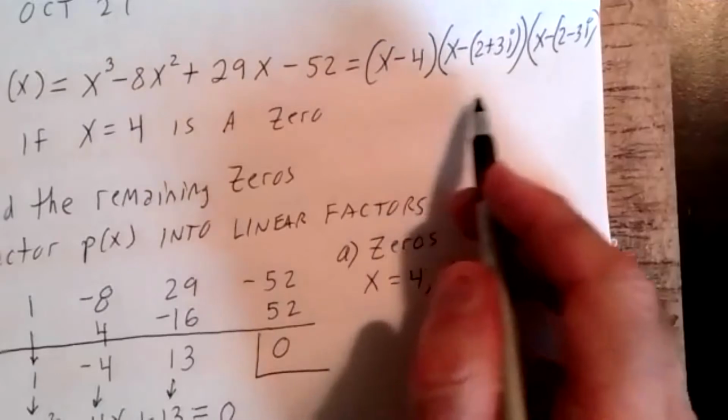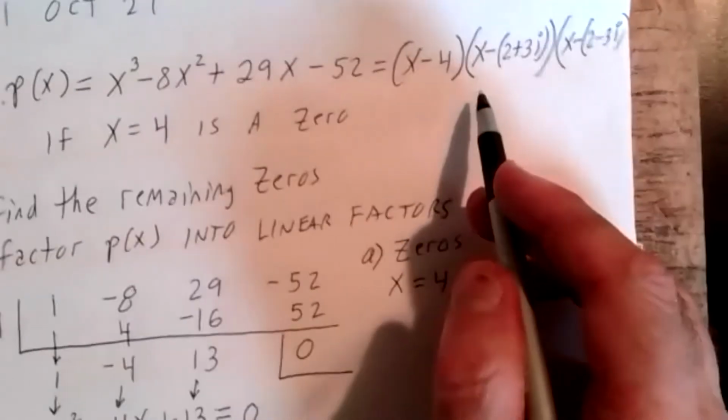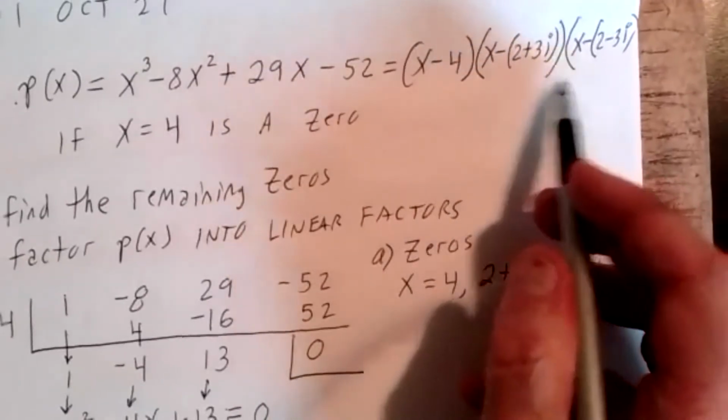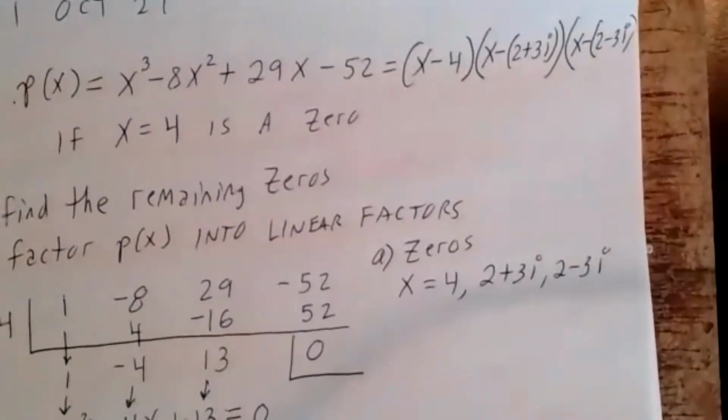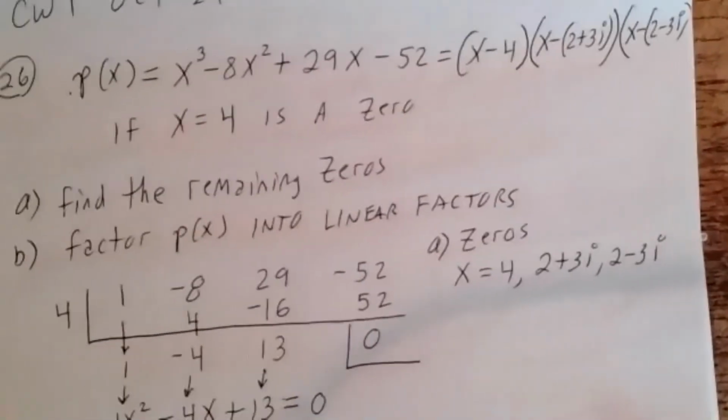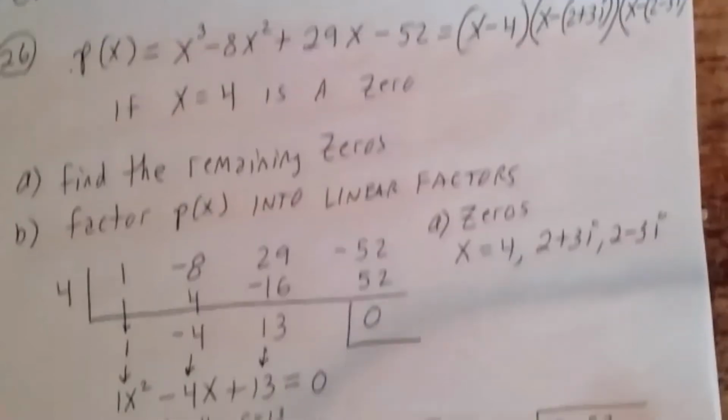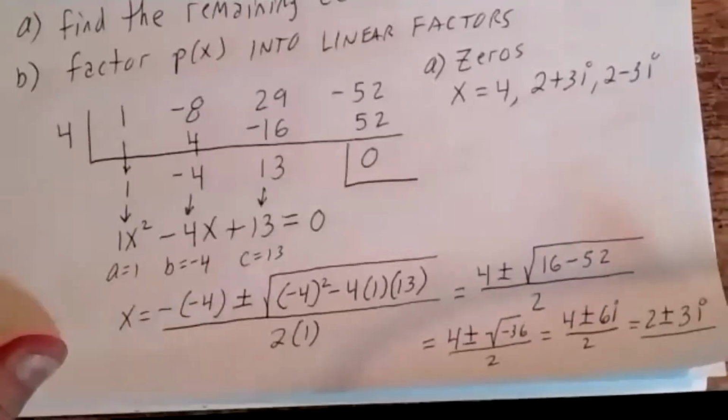And here's the complete linear factorization of this polynomial function P of x. There it is, and we're done. Anybody get that correct? Get both parts correct? Yeah. All right. Congratulations, ladies and gentlemen.